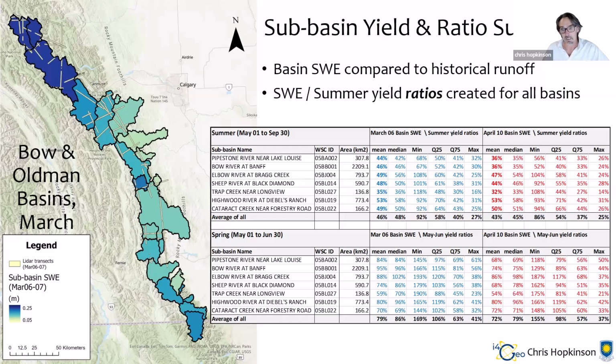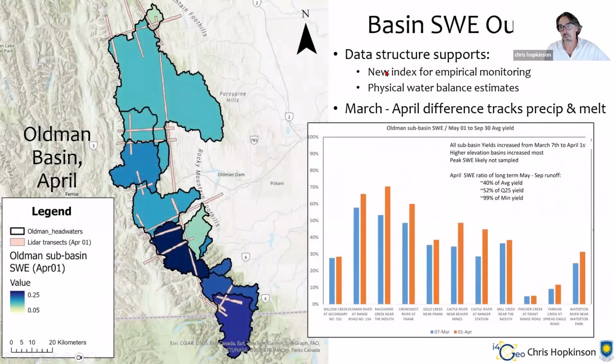So we have done that, and we've created a useful metric of the basin snow water equivalent over the historical summertime yields or the historical annual yields. And so then we get these statistical representations here. Also, we can relate the difference from March to April to precipitation records.